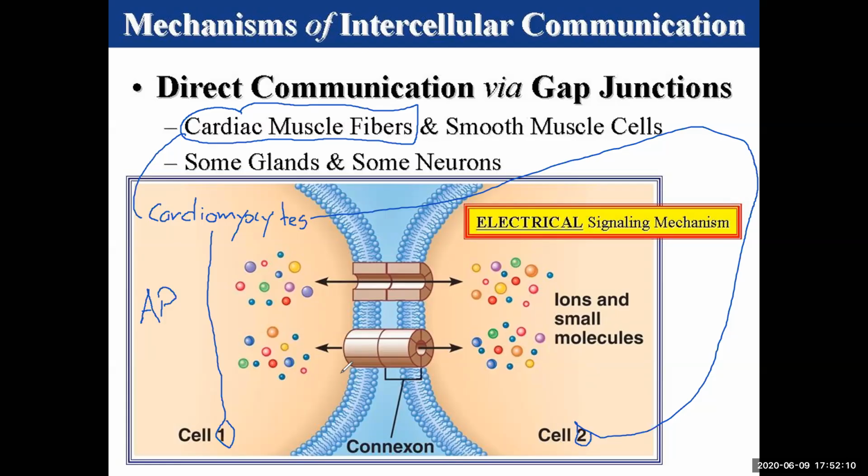So when the heart is activated, it is activated as the entire organ, as one unit, right? Through these gap junctions.